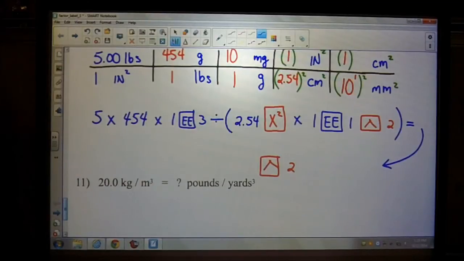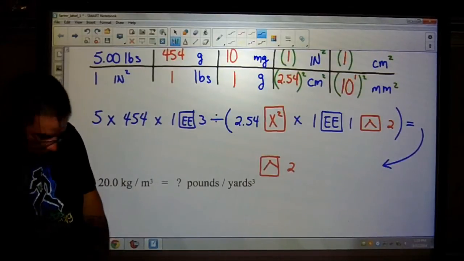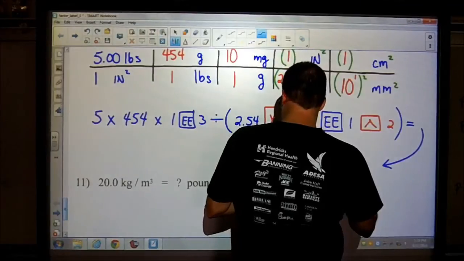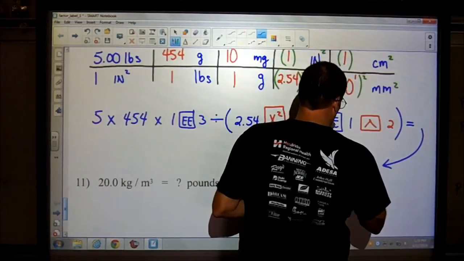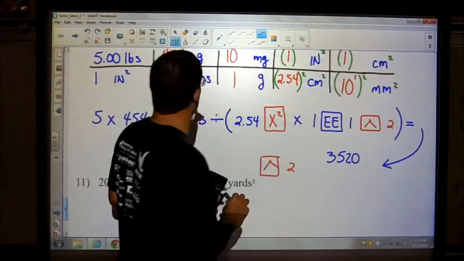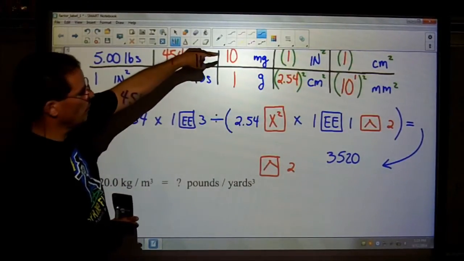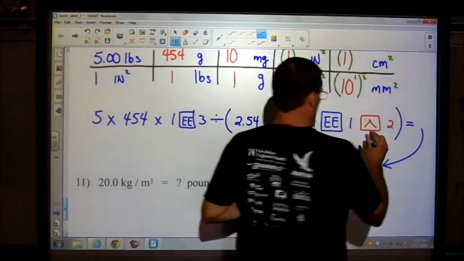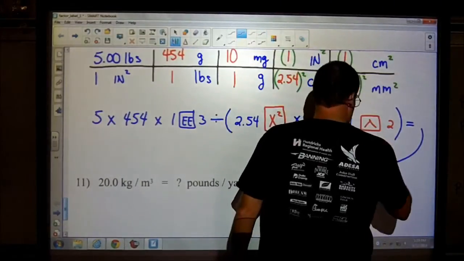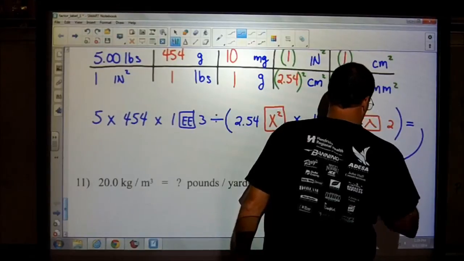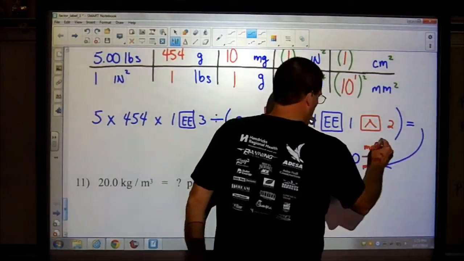And my calculator says 3,518. So, oh boy, we'll say 3,520. And what are my units on this? It is milligrams per millimeter squared. Okay.